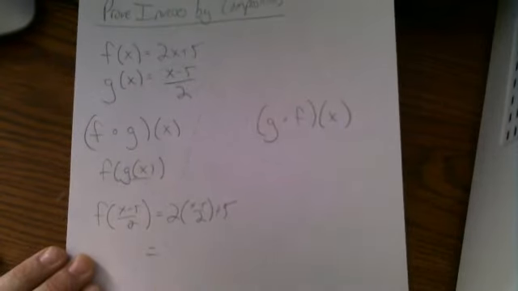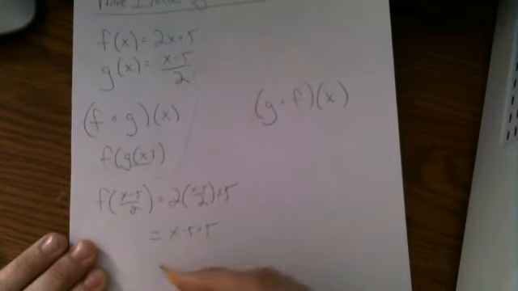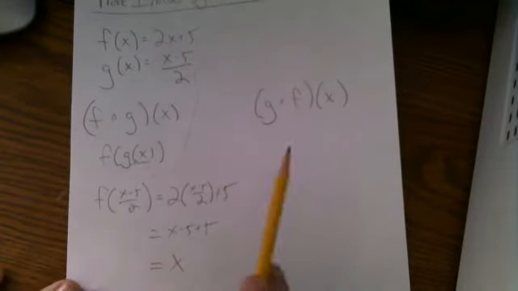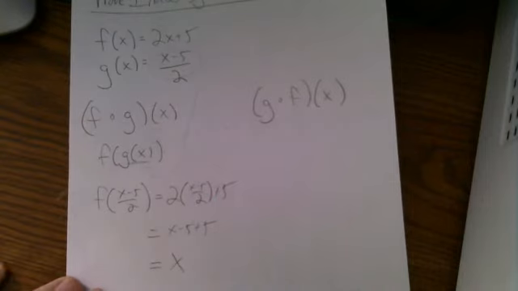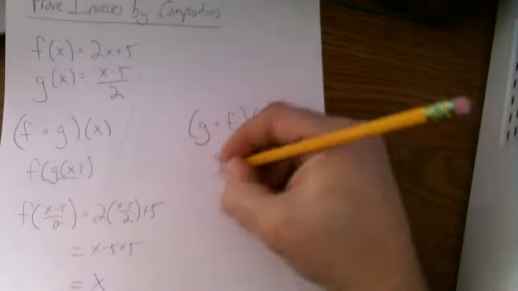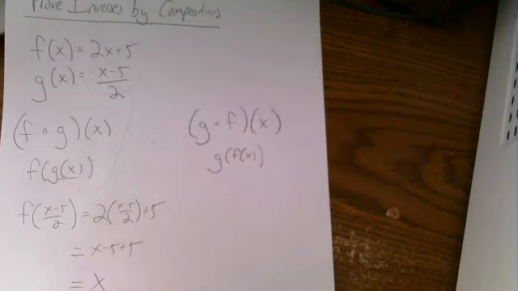So the 2's can cancel here. So we have x minus 5 plus 5. Now the 5's cancel. x. So far so good. One more direction to go. And then we could say that these functions are inverses only if we get x the other way. So now let's find g of f of x.